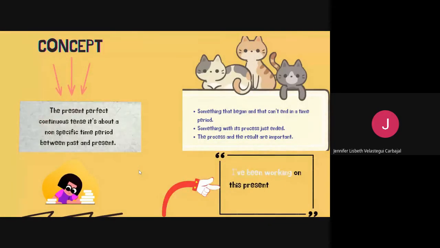Okay, the concept. The present perfect continuous tense is about a non-specific time period between past and present. So the speaker refers to something that began and that can end in a time period, or something whose process just ended, and the process and the result are important. We have an example here: I've been working on this presentation for 2 days. In the sentence, I mean an action that has not ended yet.